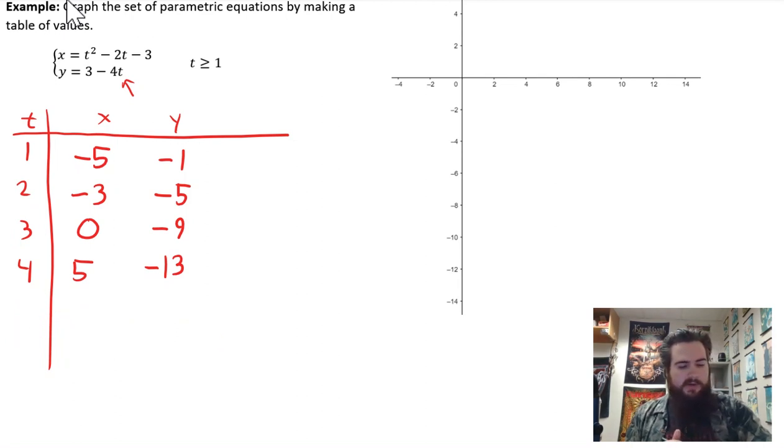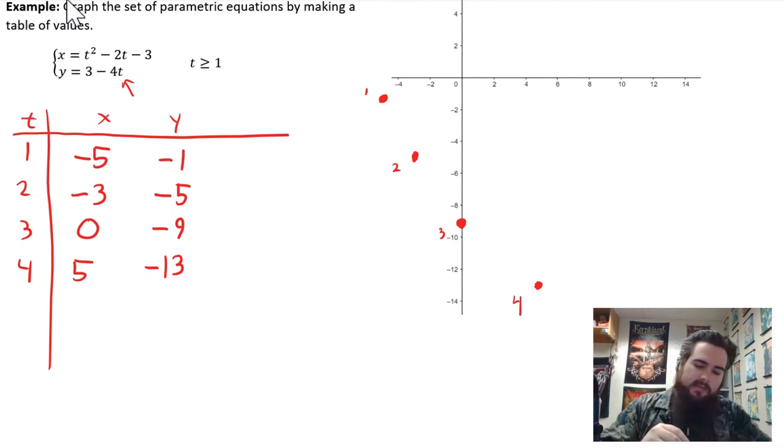Alright, but just with these points here. Negative 5, negative 1. That's a little bit off our track here, but negative 5, negative 1 would start off about over here. Negative 3, negative 5. That's around here in quadrant 3. That's our second point. 0, negative 9. That's down here on the negative y-axis. That's our third point. The fourth point I have is 5, negative 13. So about here, that's my fourth point.